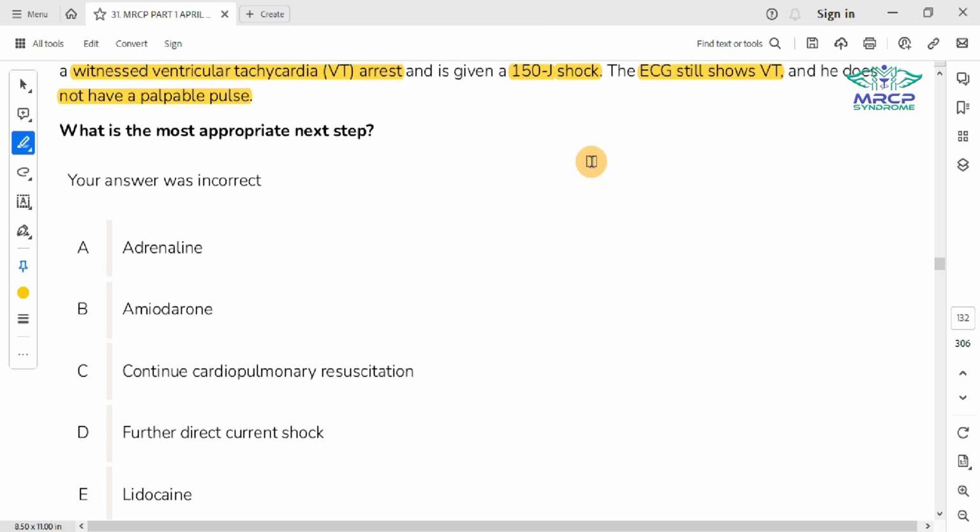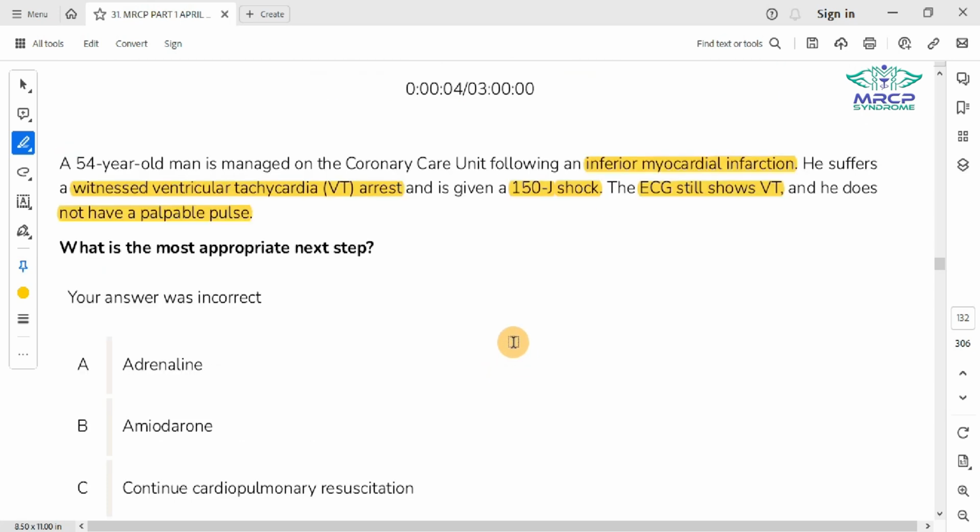What is the most appropriate next step? Adrenaline, amiodarone, continue cardiopulmonary resuscitation, further direct current shock, lidocaine. A 54-year-old man is managed in the coronary care unit following an inferior MI. He suffers a witnessed ventricular tachycardia arrest and is given a 150 joule shock. The ECG still shows the VT and he does not have a palpable pulse. So what is the most appropriate next step?